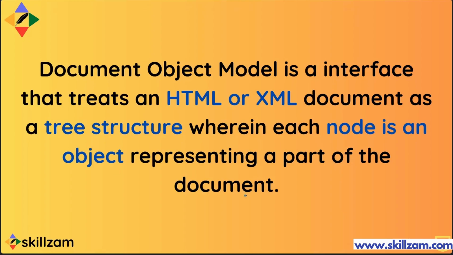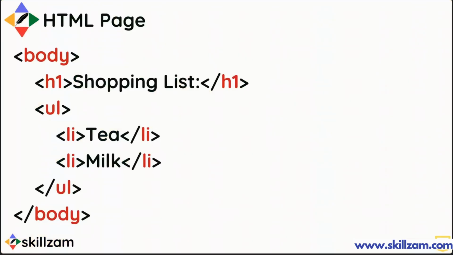All right. So what is the takeaway here? A document object model can be treated like a tree structure, and that tree structure contains nodes, and each node can be treated as an object, okay, which is part of the document. Let's consider this simple HTML page. So what does this HTML page contain? A body tag, which is an open and close body tag.